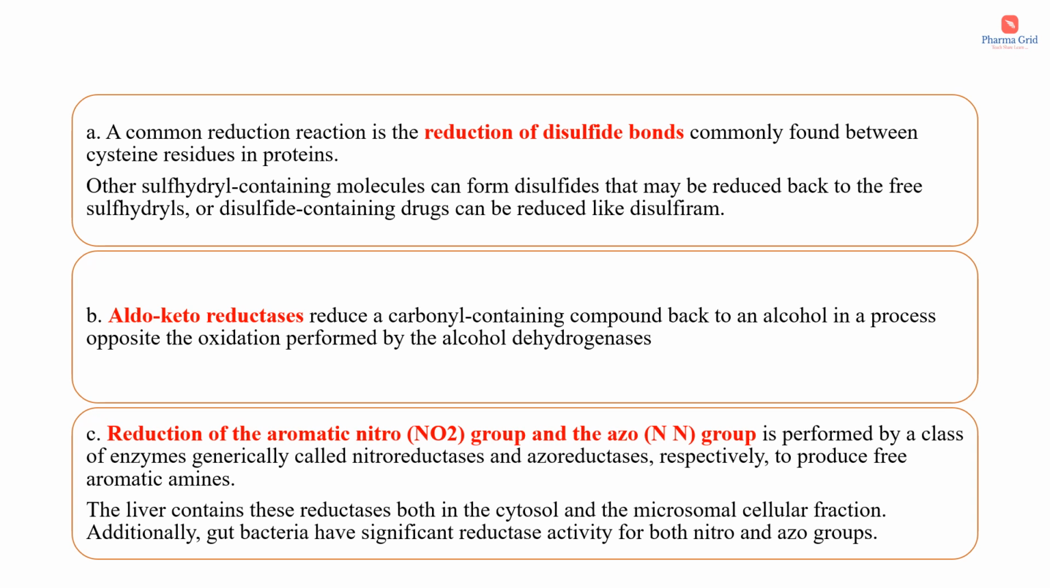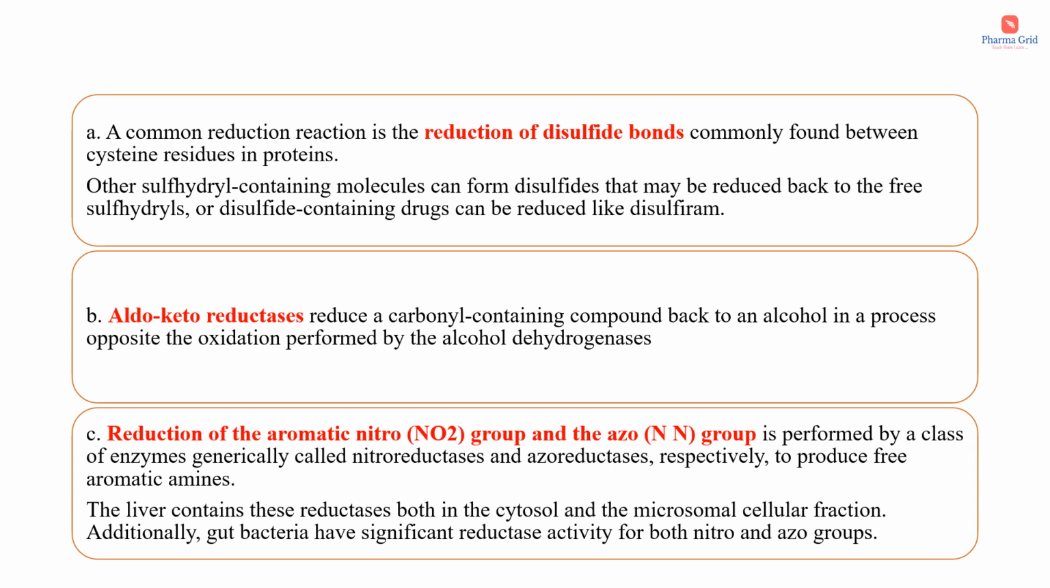three important reduction reactions. The first one is the reduction of disulfide bonds, commonly found between cysteine residues in proteins. Other sulfhydryl containing molecules can form disulfides that may be reduced back to the free sulfhydryls, or disulfide containing drugs can be reduced, like disulfiram. Second one is aldo-keto reduction with the help of aldo-keto reductases that reduce a carbonyl containing compound back to an alcohol in a process opposite the oxidation performed by the alcohol dehydrogenases.